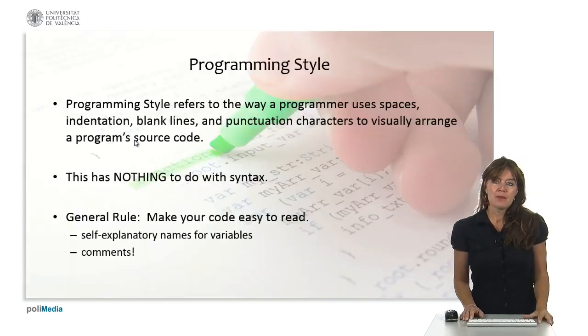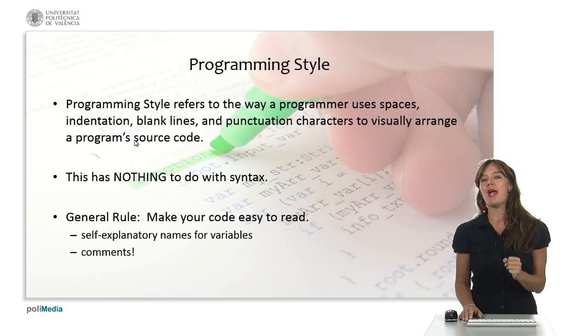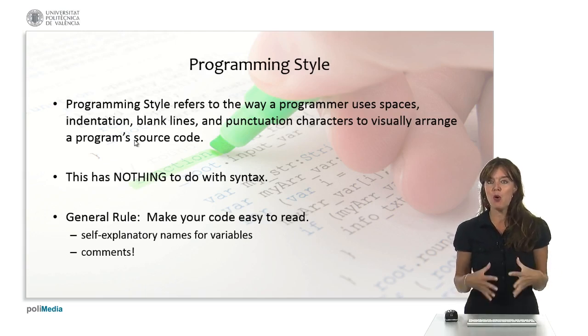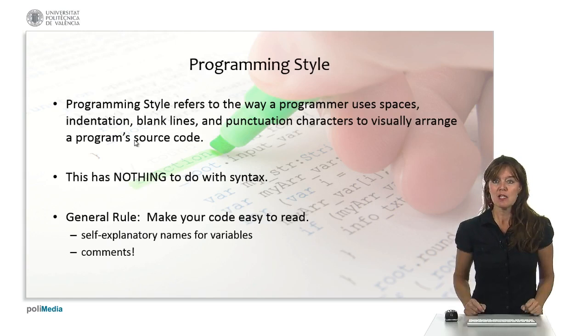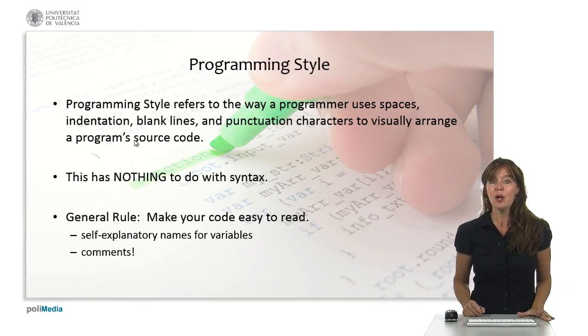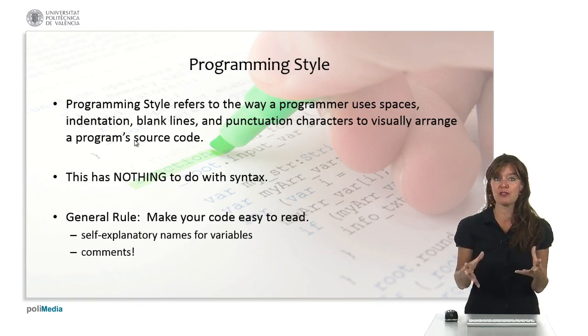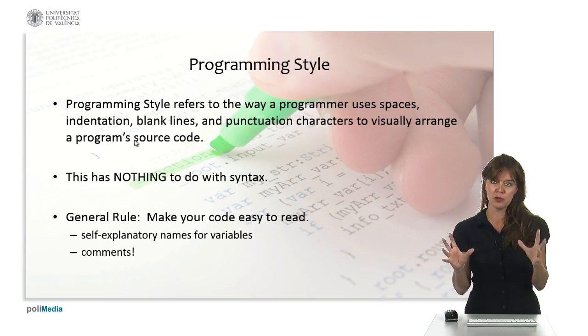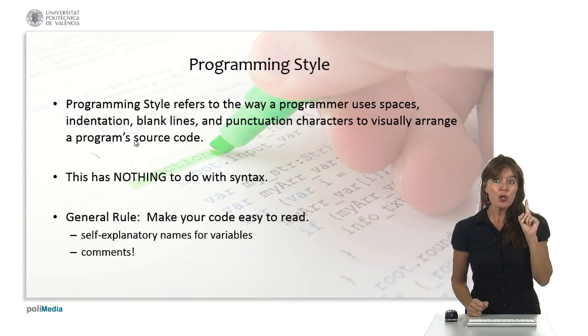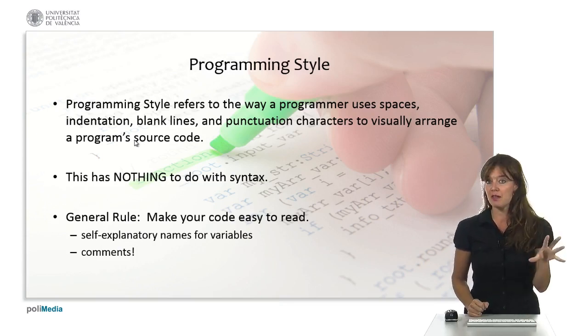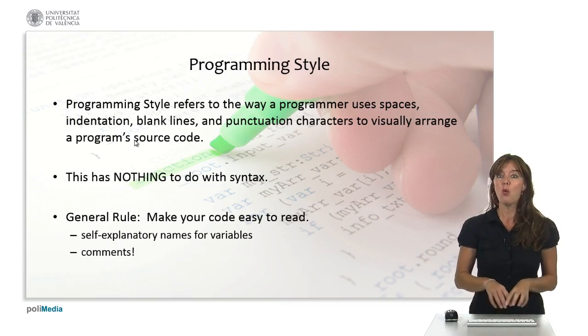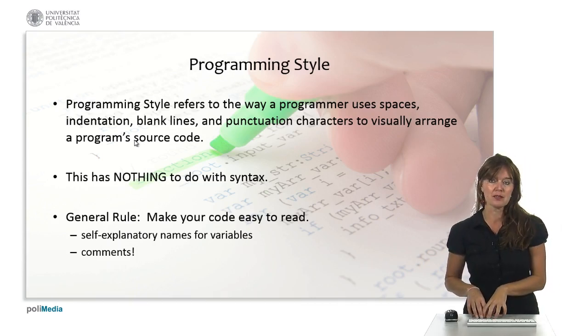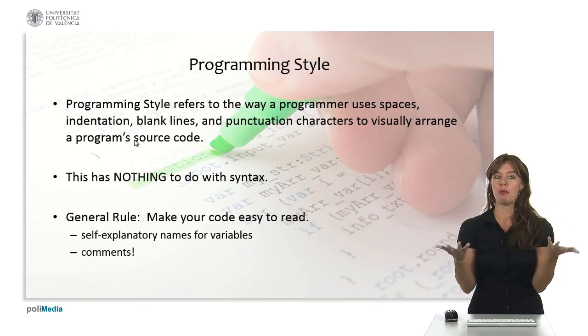So finally, let's look a little bit at programming style. Programming style refers to the way a programmer programs, how his programs look. For example, the way you use spaces, indentation, blank lines, punctuation characters, and also names of variables. How you do all this determines the style of your programming. Note that this has nothing to do with syntax, because syntax are the rules that say when specific statements are correct. Style is about how your program looks.